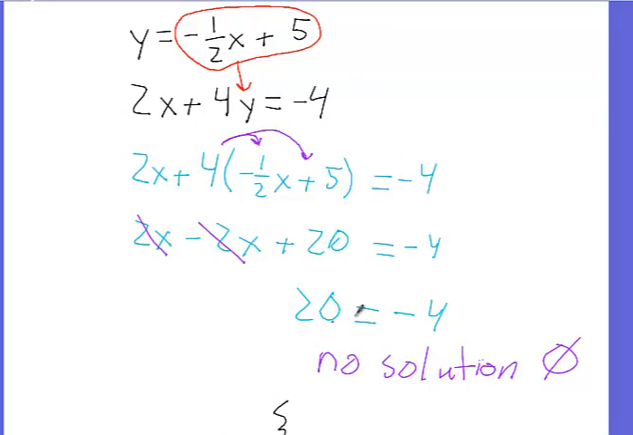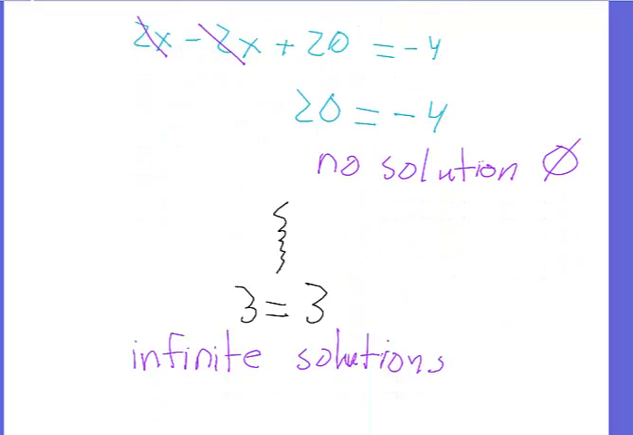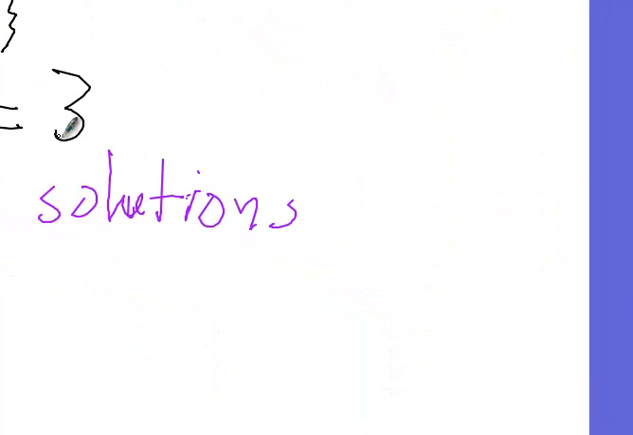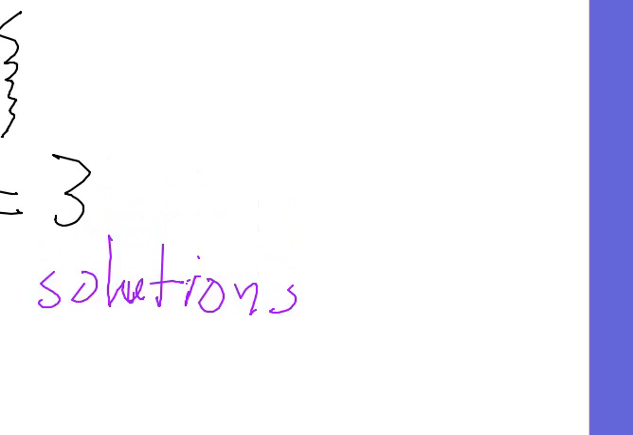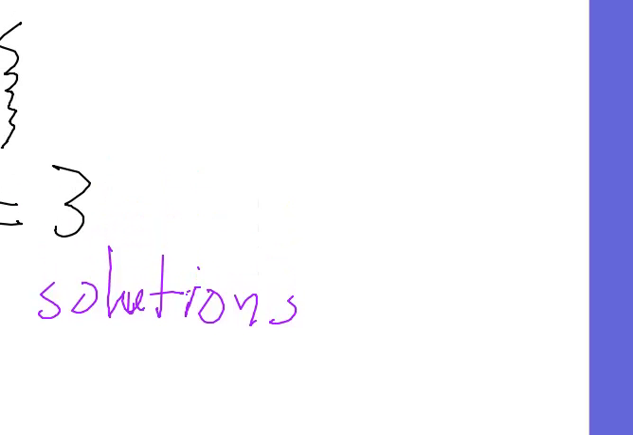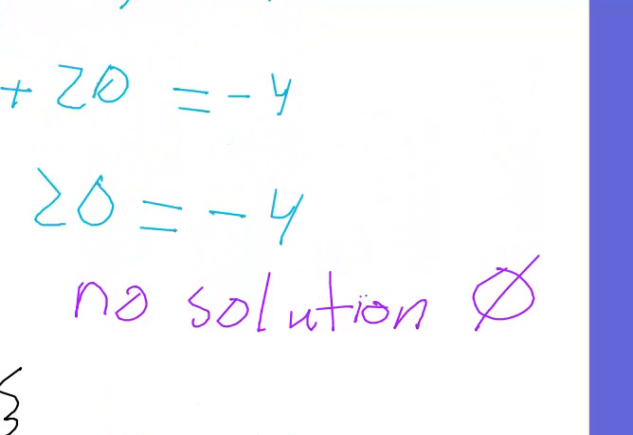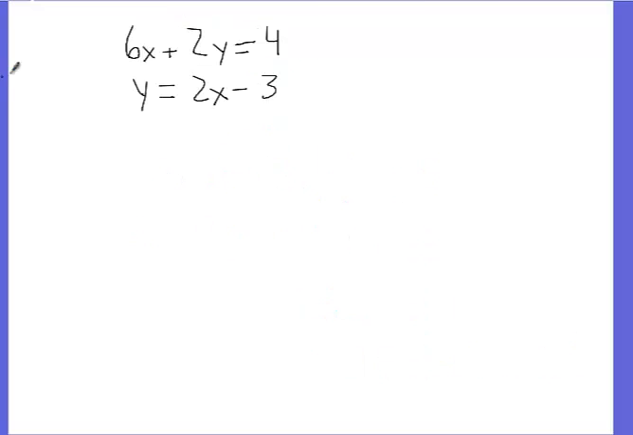So if you do all your work and it boils down to something that's not true, okay, your variables cancel and you get 20 equals negative 4, that would be no solution, okay? And if you get everything that boils down and you get the same thing on both sides, that's infinite solutions, okay? And that's good, that you get either of those, all right, it's just a tricky spot. So that was this problem, and this is why you read the directions, you know this would happen.